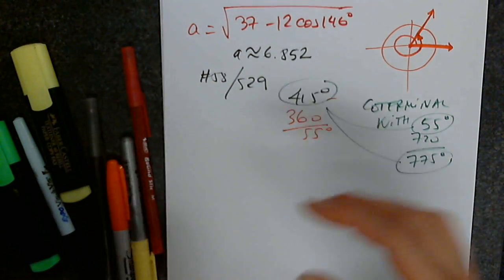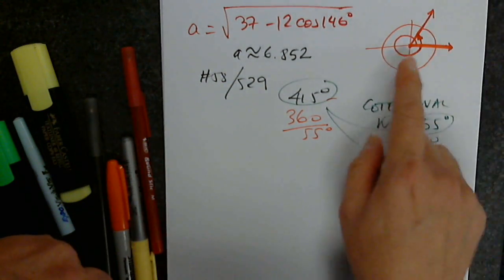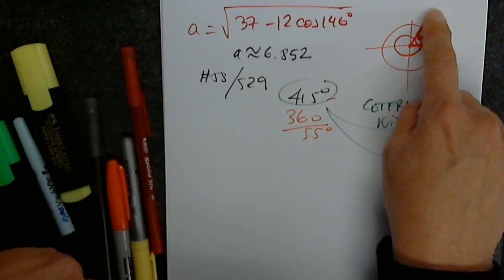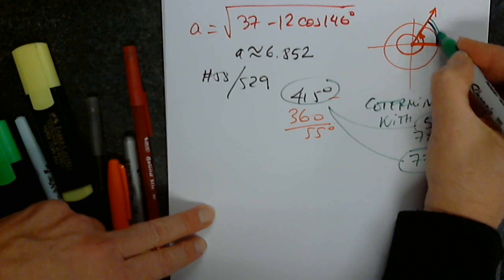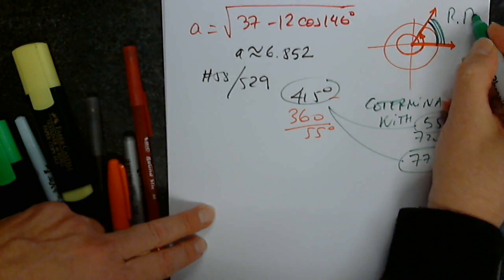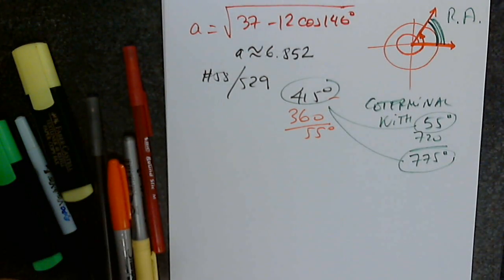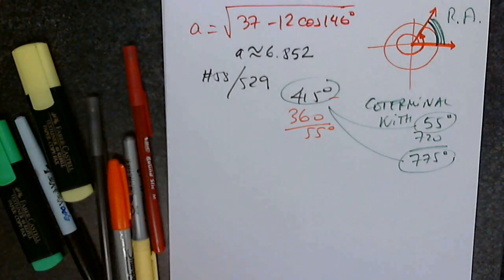Because all these angles have the same, what is this called? Reference angle. Excellent. So this is RA, a reference angle. Very good. Perfect. I don't see anything else from section 5.1. Moving on to 5.2. We already looked at one problem from 5.2.